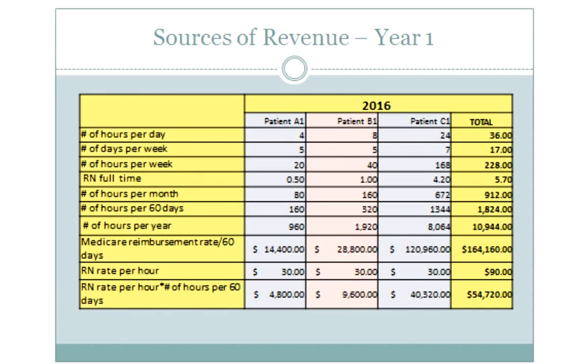Sources of revenue for year 1. This is based on 60 days, so a 2-month structure. So 228 hours per week equates to $54,720. So you multiply that by 6, you get your year 1 revenue. And this is based on 3 patients.